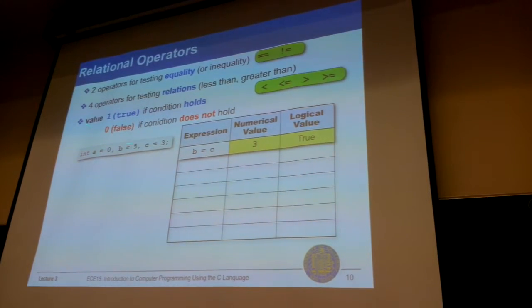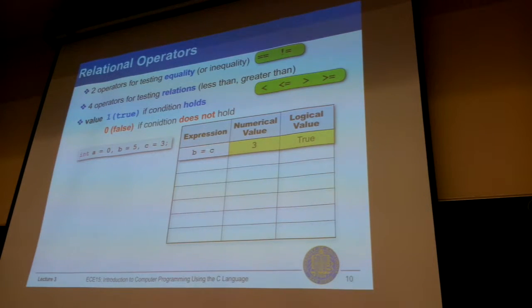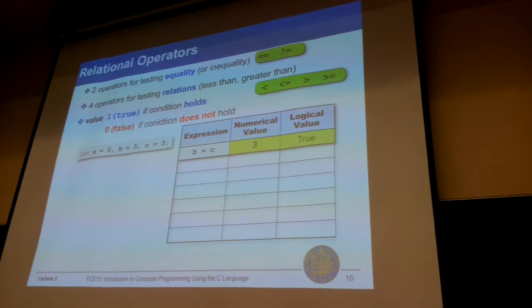Right? So you might be confused by this 3, right? Notice this is a single equals. So this was a little bit of a trick. This is an assignment, right? And every assignment also has a numeric value. So you're setting B equal to C, which is 3. And then the overall value of that expression is going to be a 3, which evaluates to true.